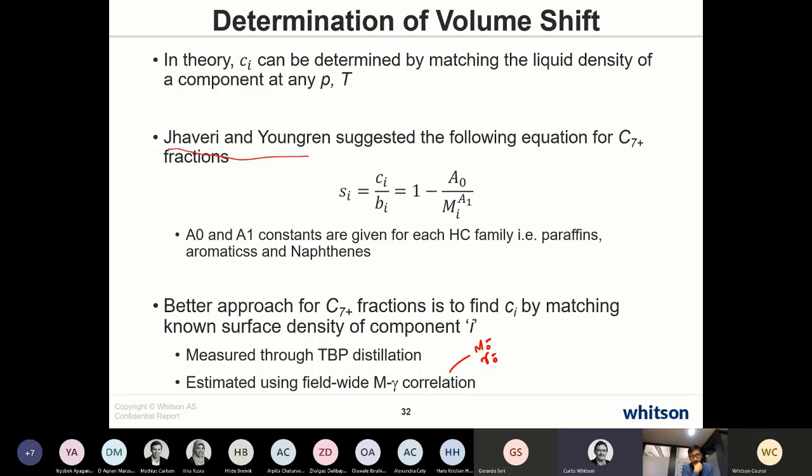Yeah, but basically the way to go about getting it is not by correlation. It's to make the equation of state predict the specific gravity of each fraction in the C7 plus correctly. So no, that's it.